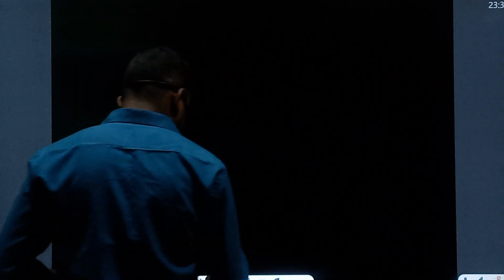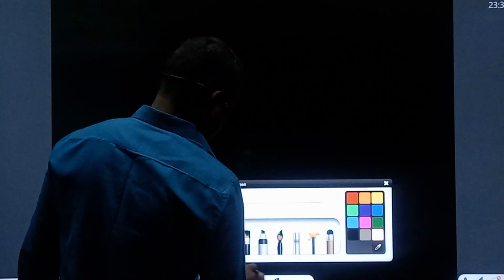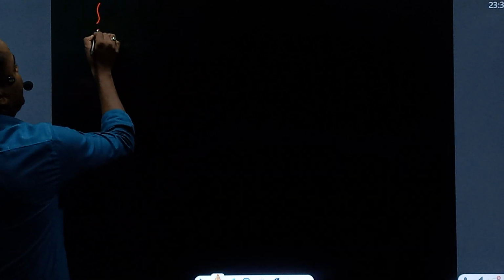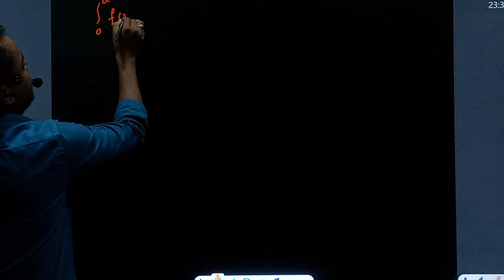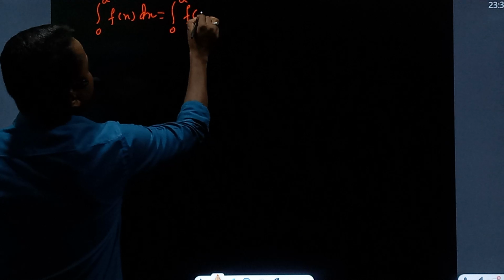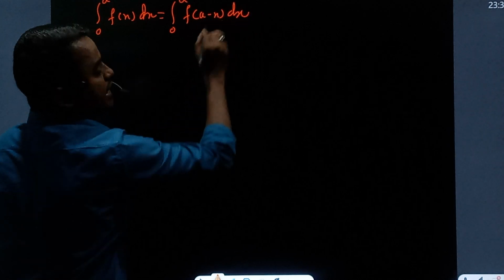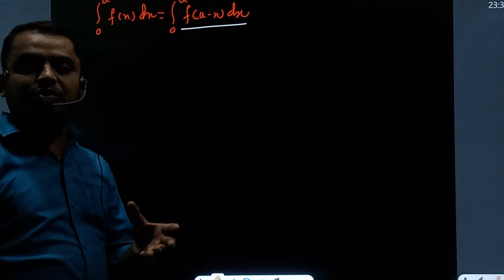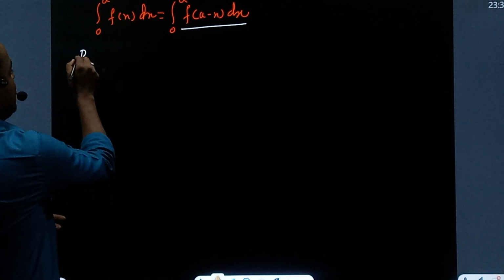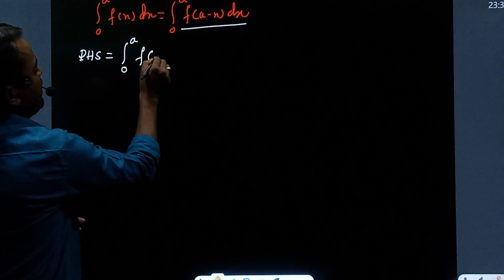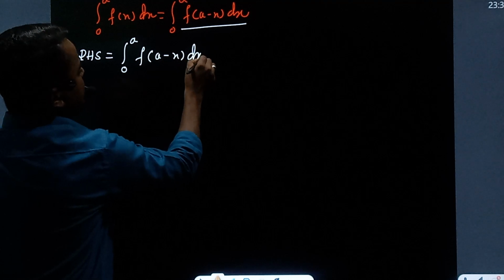So write the property first: integration of 0 to a f of x dx is equal to integration of 0 to a f of a minus x dx. This is the property. Now the proof of the property, by taking the RHS first. RHS is equal to integration of 0 to a f of a minus x dx.